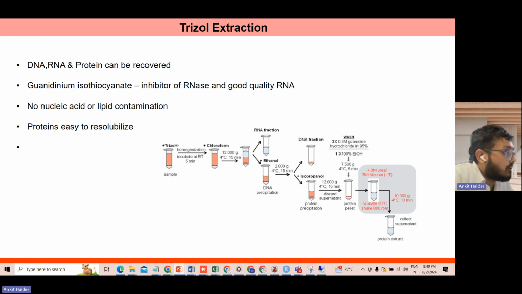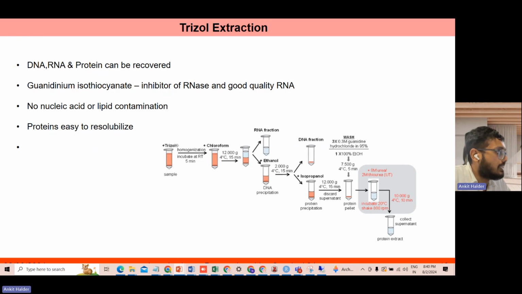So here in the TRIzol method, using the TRIzol extraction method, guanidinium isothiocyanate is present. Guanidinium isothiocyanate inhibits the RNases. Good quality RNA is also achieved, and then good quality protein is also achieved. Though we are not very much concerned about RNA in this particular course, just for your information, it also helps us in yielding good quality RNA as well as protein.